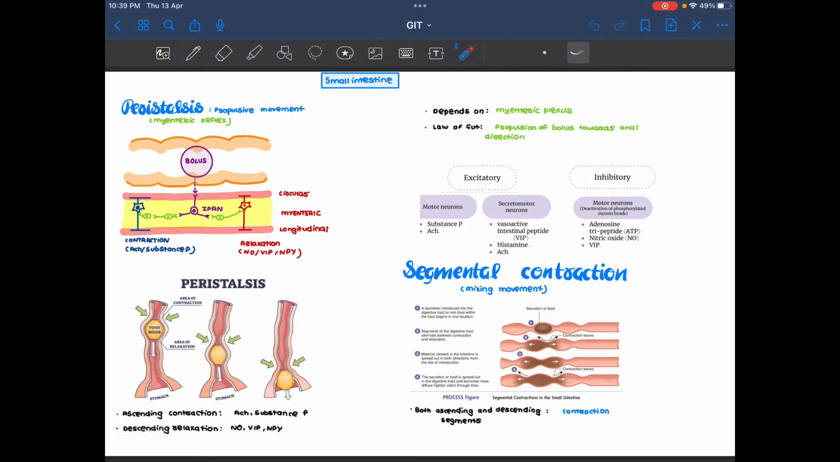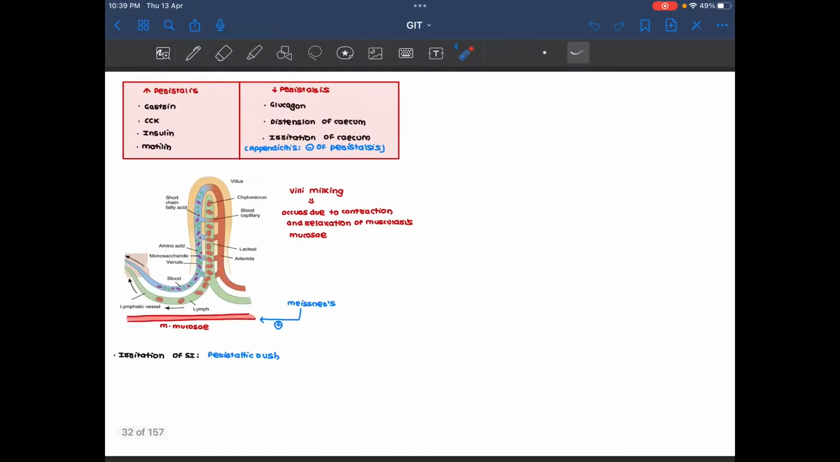So now let's talk about the small intestine motility. We know one thing is going to remain the same, that is the peristalsis. जैसे stomach में peristalsis होता है वैसे ही small intestine में peristalsis हो सकते हैं. Other thing that's going to remain the same is your segmental contraction. That's your mixing movement which you talked about, जिसमें दोनों ascending as well as descending segments are going to contract. और इसके बीच का bolus is also going to contract so that it's going to mix properly and it spreads out the food bolus.